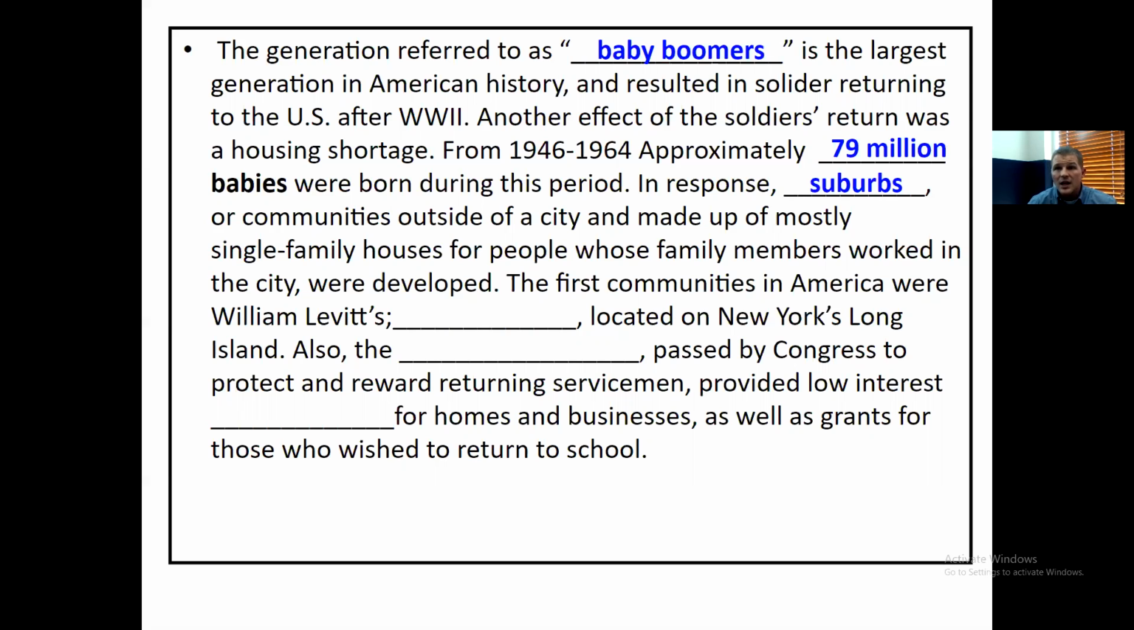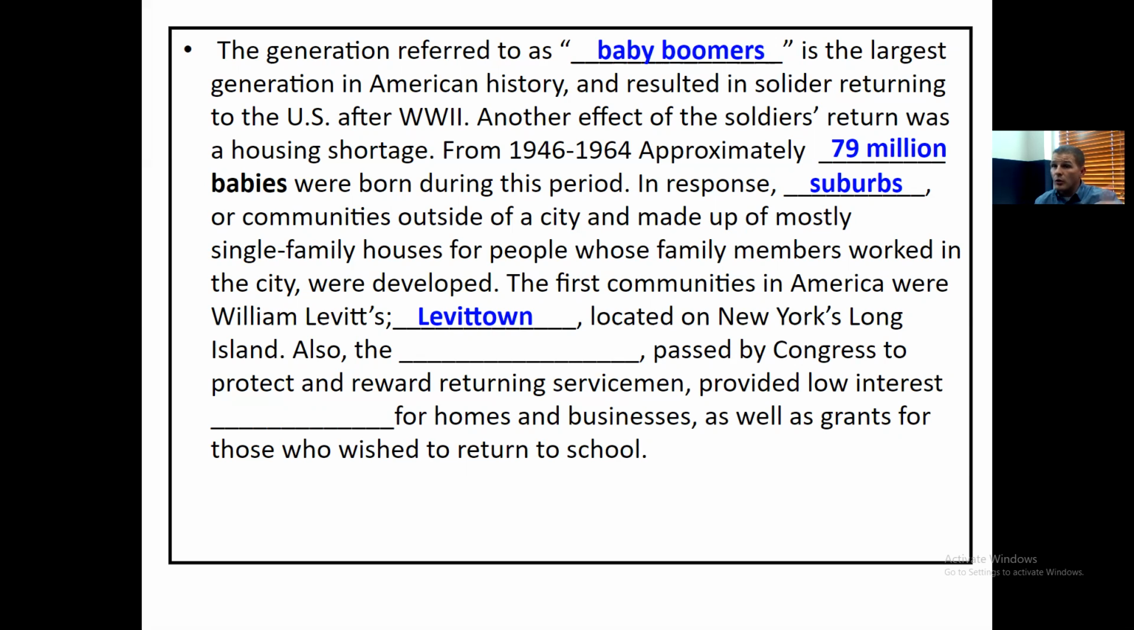So in response, suburbs, or communities outside of the cities, which were made up of mostly single-family houses for people whose family members worked in the cities, were developed. So we had to have this massive boom because the cities just could not hold the people, because it's babies and all that. The first communities in America that were developed outside were built by William Levitt, and he called these Levittown, which was located in Long Island, New York, and it's still there today. And of course, we now see suburbs still developing consistently.